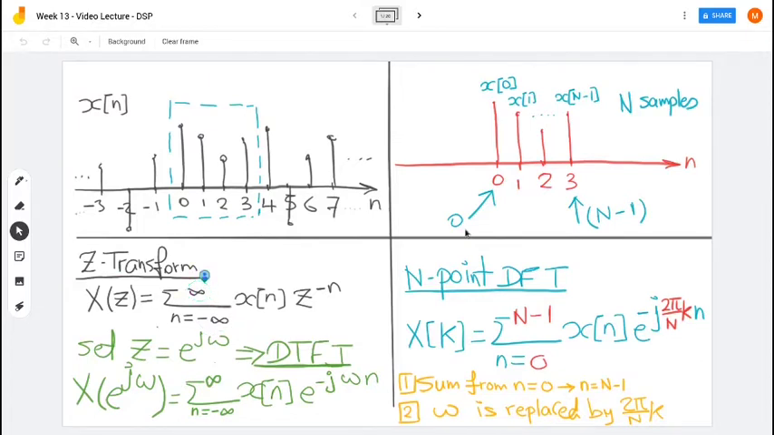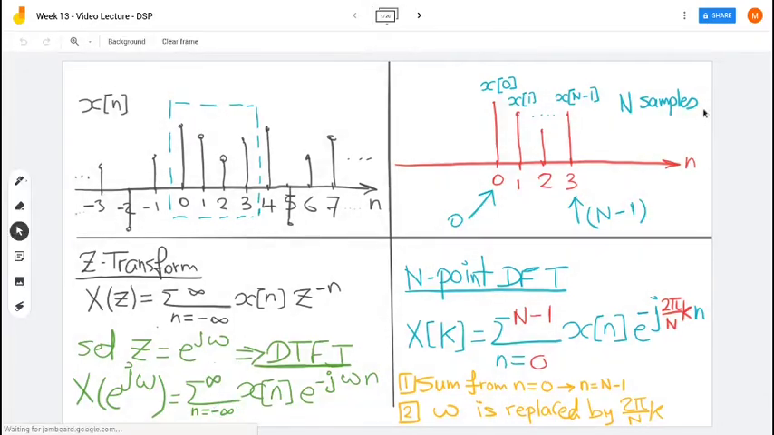And we have seen that if we replace z by e to the power j omega, which is equivalent to going around the unit circle, setting r equal to 1, we get the discrete time Fourier transform, the DTFT, which is defined as the summation going from minus infinity to positive infinity of x of n e to the negative j omega n. Again, X of e to the power j omega contains information about x of n for the entire time domain, for n going from minus infinity to positive infinity.